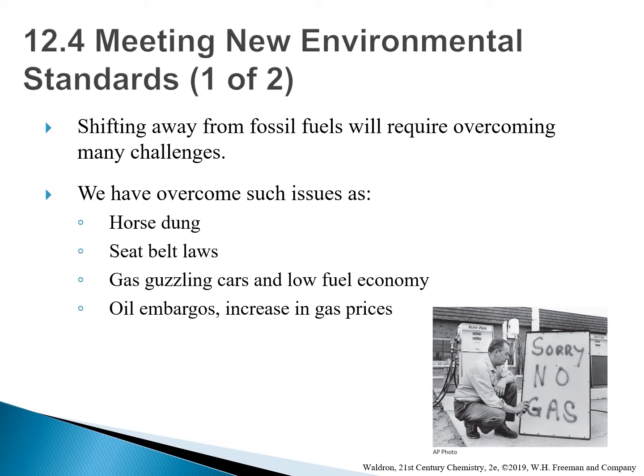Shifting away from fossil fuels will require overcoming many challenges. We have overcome issues such as when cars first replaced horses on the road. New conflicts over transportation arose. When seatbelt laws were enacted, the auto industry resisted attempts to regulate the safety of its cars. During the oil embargo of 1973, gas stations often had no gas to sell, even with an increase in gas prices. At the time, the average fuel economy was below 15 miles per gallon.